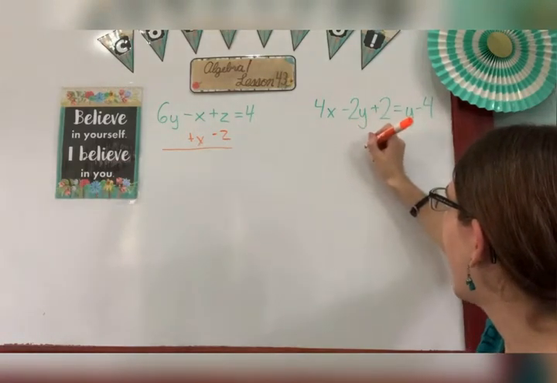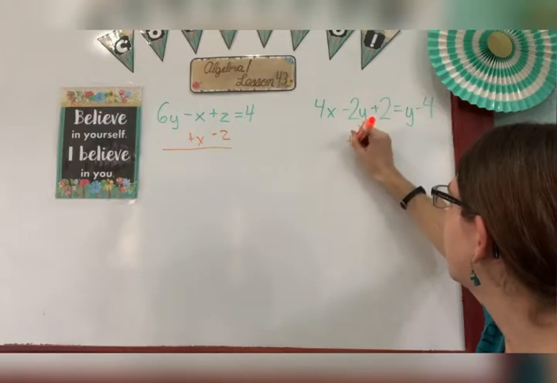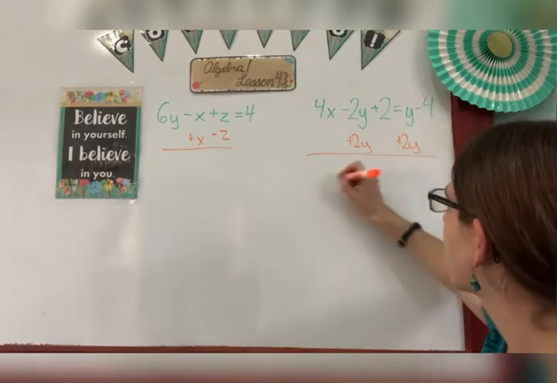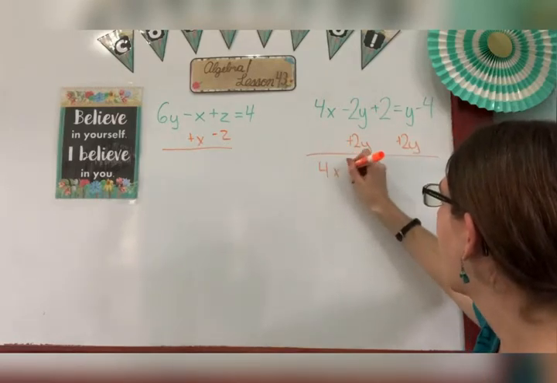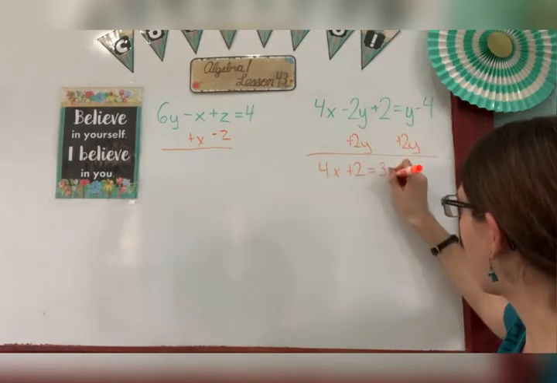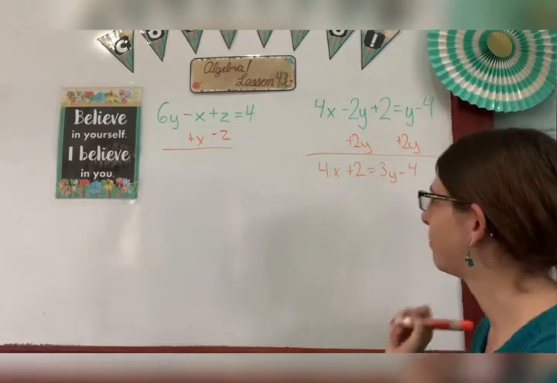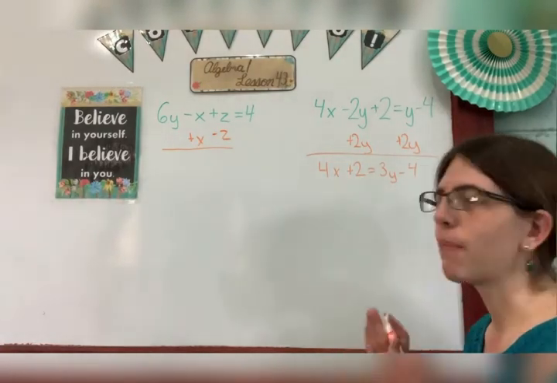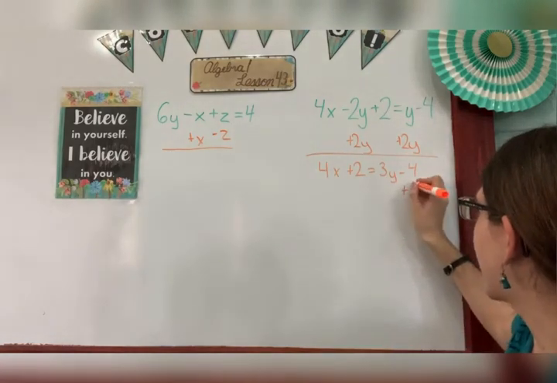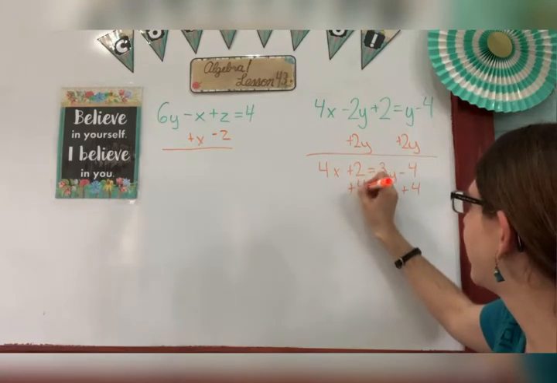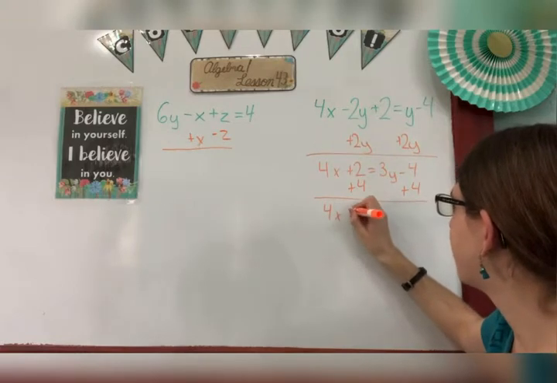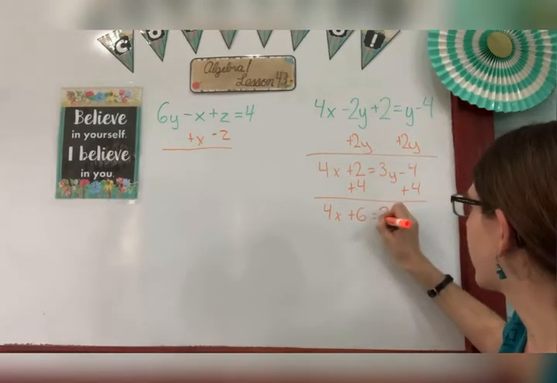So I'm going to start out by moving my 2y to this side of my equation. So now I have 4x on this side plus 2 equals y plus 2y is 3y minus 4. Okay, I'm off to a good start. I have my variables on separate sides of the equation. Now I still want to get y by itself, so I'll do my addition. I'll add 4 to both sides to get rid of the minus 4. So I have 4x plus 6 now equals 3y.